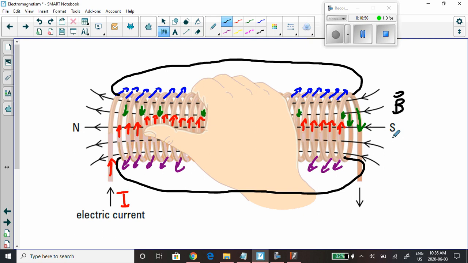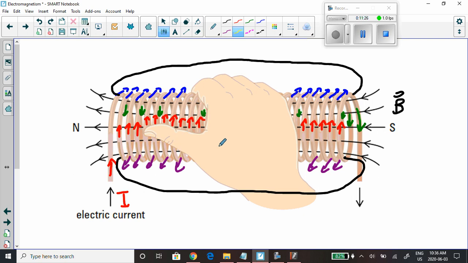And the way you do that is you get your right hand out, and you try to curl your fingertips so that it matches up with these arrows here. So it matches up with going up, into, down in the back, and at the bottom coming back out. So you want this to really match the direction of the current.